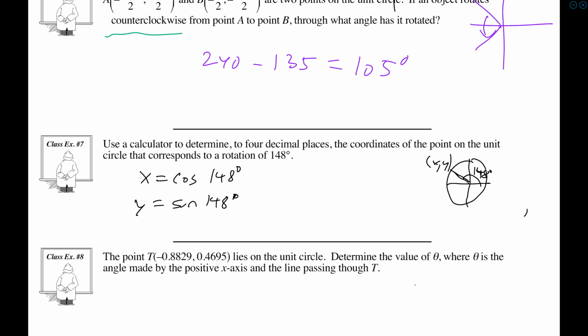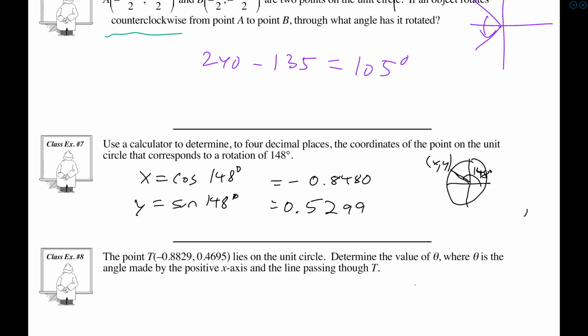Let's see if your calculator's agreeing with you. Cos of 148. That look about right? No, it's negative. Oh, yeah. And what about the sine at 148? Does that look about right? Yeah.